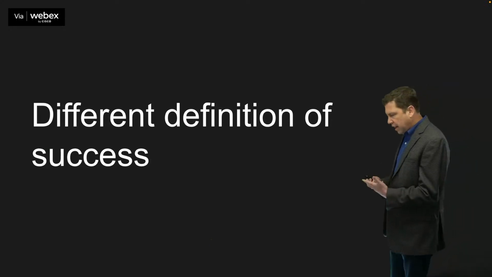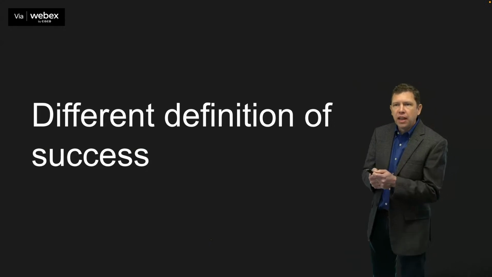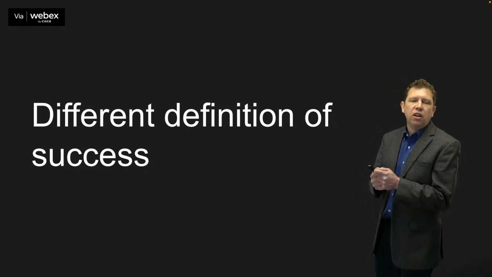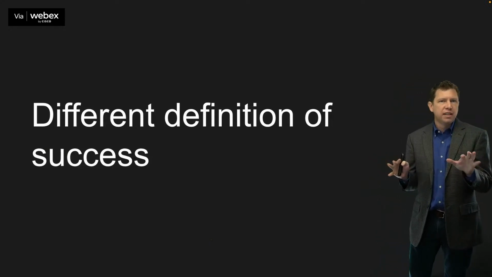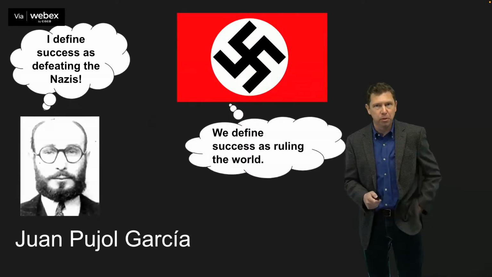So one of the things that can happen on Agile teams is when you've got somebody that's got a different definition of success. Okay, if we have different definitions of success, whether it's nefarious or not, we're not going to be headed in the right direction. So let's look at how that played out a little bit with Pujol.